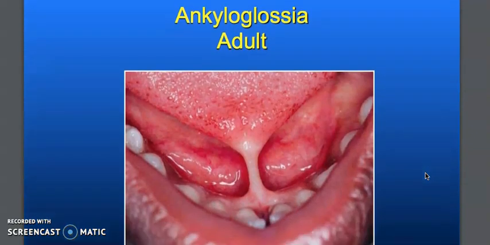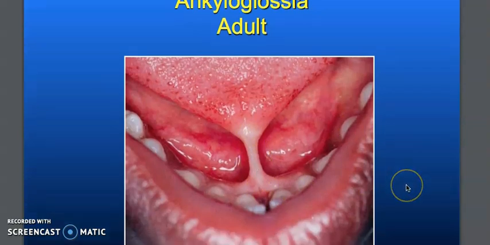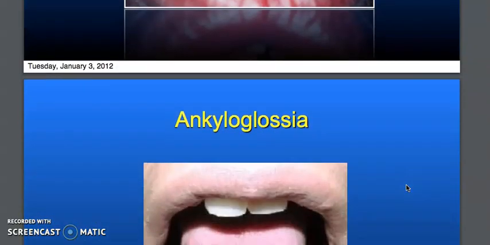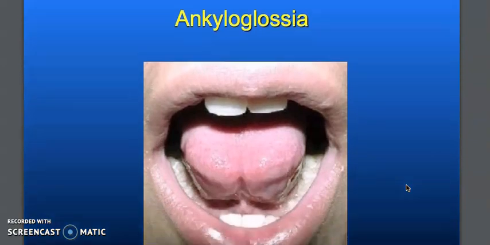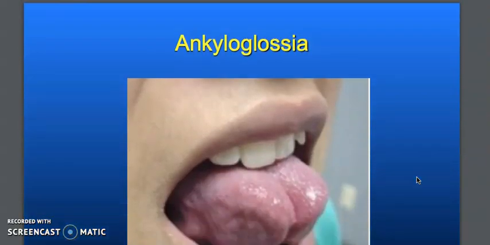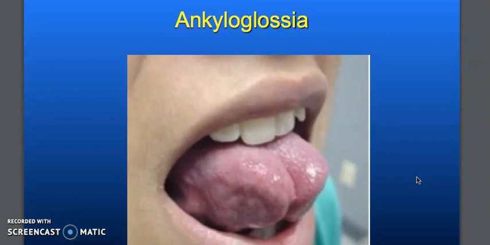This is ankyloglossia in an adult. You notice the length here. This is going to cause the person a problem when they try to lift their tongue. Trying to lift the tongue up, that's as far up as the tongue will go. You see the little lingual frenum there. Again, ankyloglossia. Can't stick the tongue out.